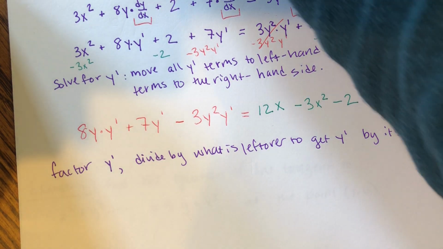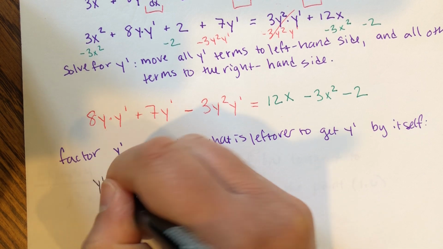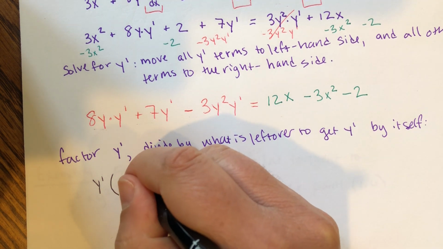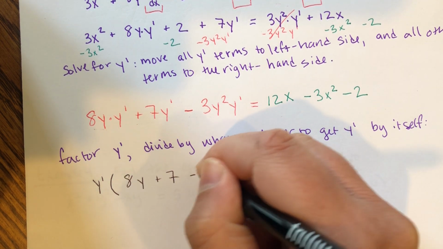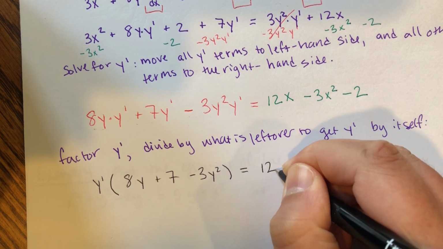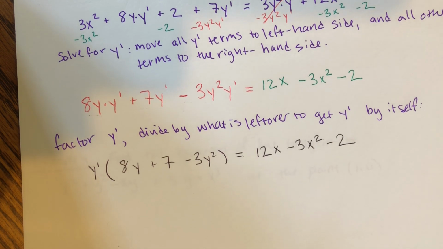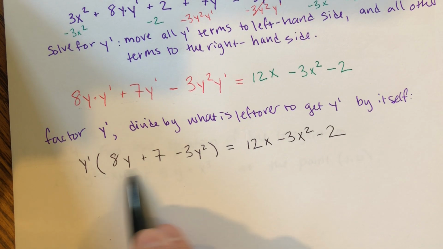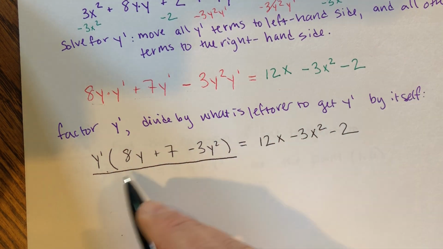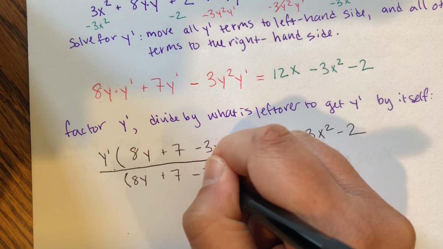All right, so what happens there? If we factor out a y prime on the left-hand side, we'll have y prime times 8y plus 7 minus 3y squared. And on the right-hand side, I still have 12x minus 3x squared minus 2. And since I'm trying to solve for y prime, I have to get rid of everything that's being multiplied by y prime. So I need to divide both sides of the equation by everything inside the parentheses: 8y plus 7 minus 3y squared.